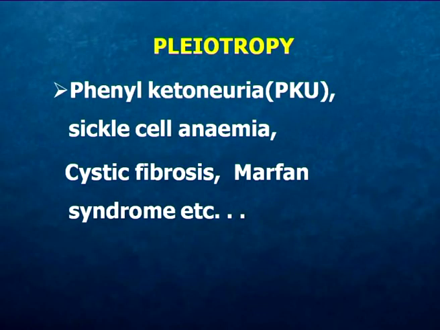They are the genetic disorders such as phenylketonuria. It is called PKU in short. Then sickle cell disease or anemia, SCD, cystic fibrosis, CF, and Marfan syndrome. Only important things have been mentioned here, the unimportant things have been left out.